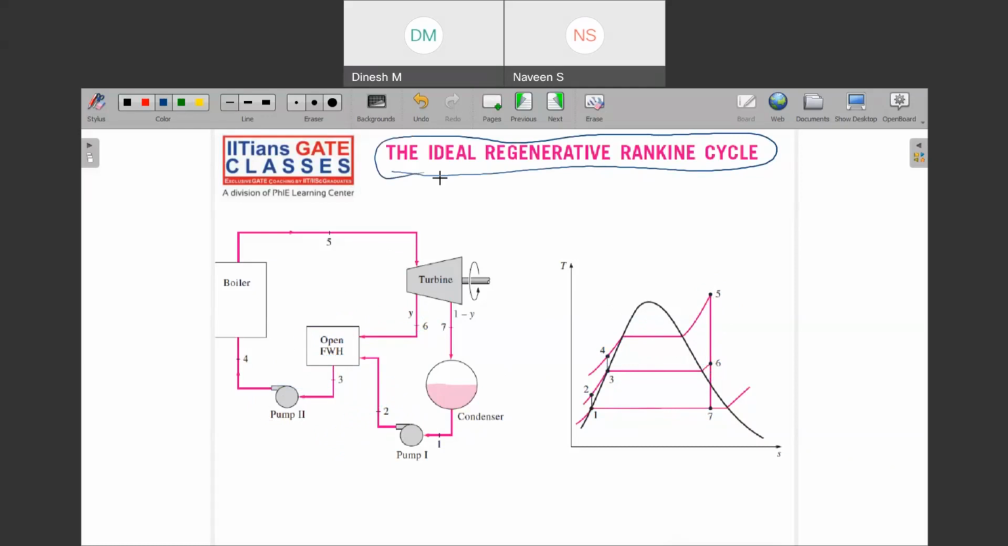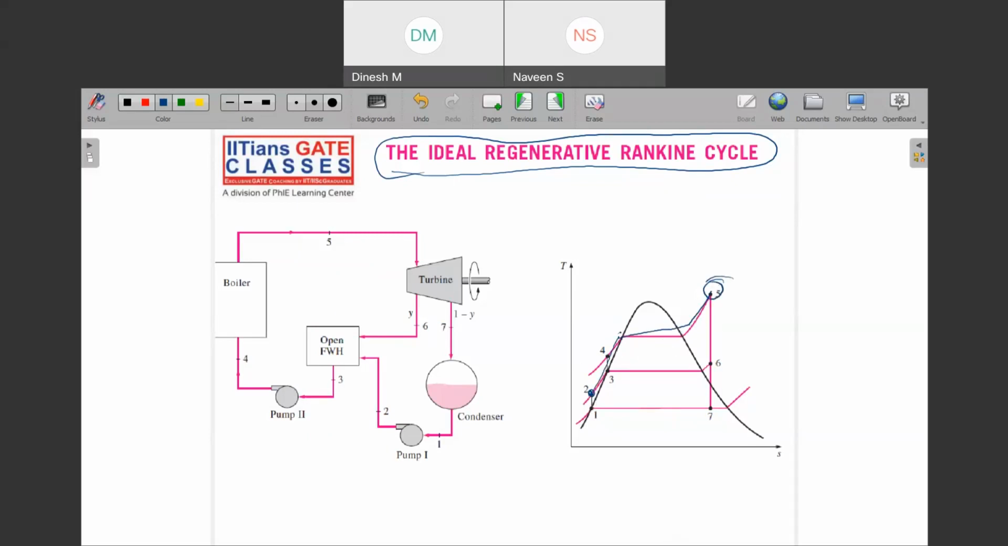The benefit of it is simply that, can you see one thing, your heat supply requirement has decreased. Yes or no? Yes, because initially if there was no feed water heater, then you must have supplied heat from this point till what? From this point till this point. This is nothing but the part of the boiler only.